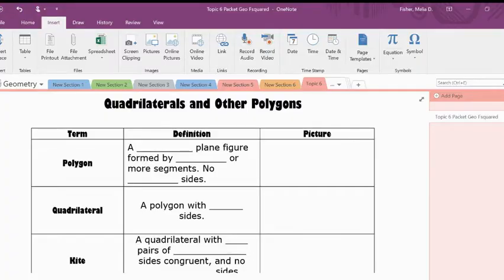Welcome to Geometry, Topic 6. We're going to talk about quadrilaterals and other polygons.